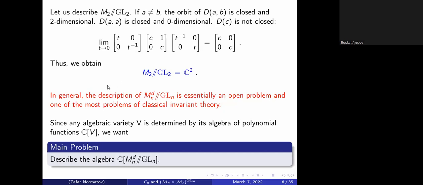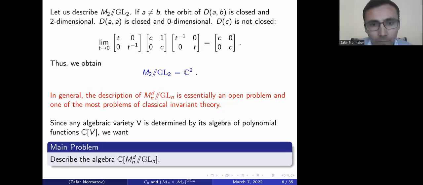Clear. In general, the description of this quotient is essentially an open problem and one of the main problems of classical invariant theory. Since any algebraic variety V is determined by its algebra of polynomial functions, we want to describe this algebra, and this is our main problem.